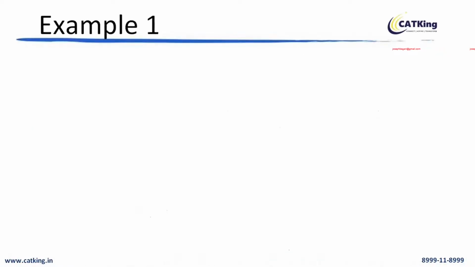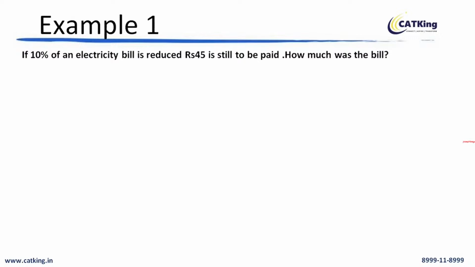Alright. So to start with questions directly. Example 1. If 10% of an electricity bill is reduced, rupees 45 is still to be paid. So how much was the bill?